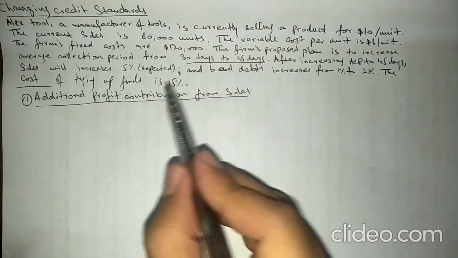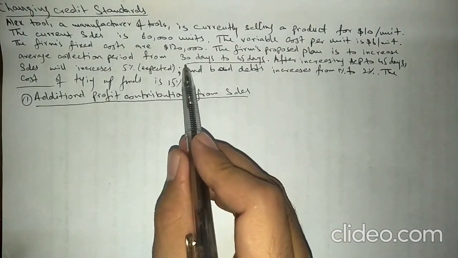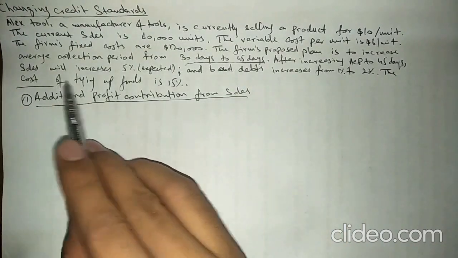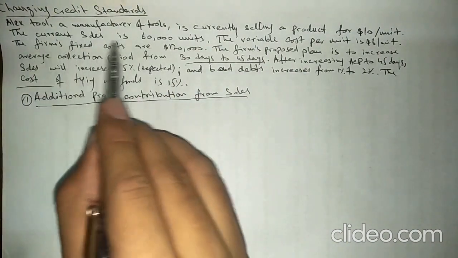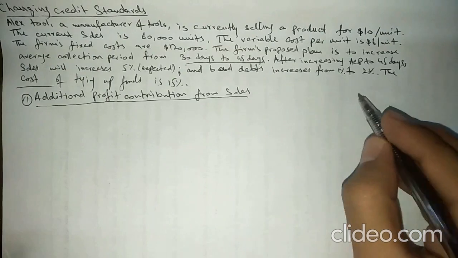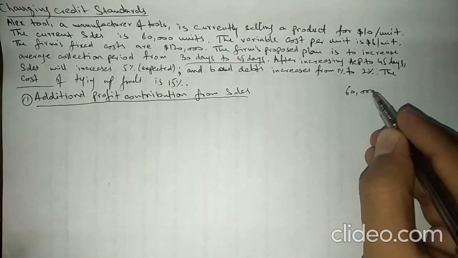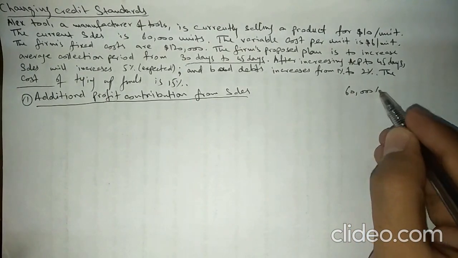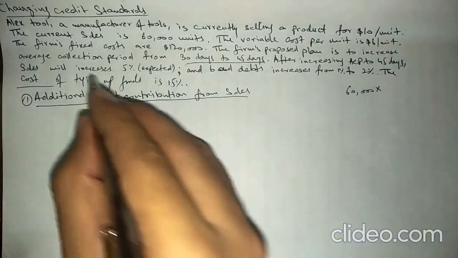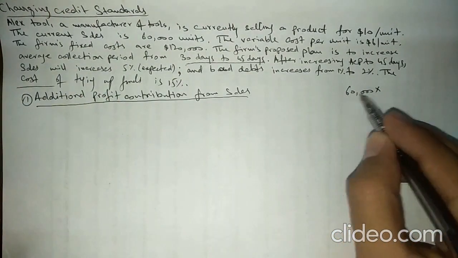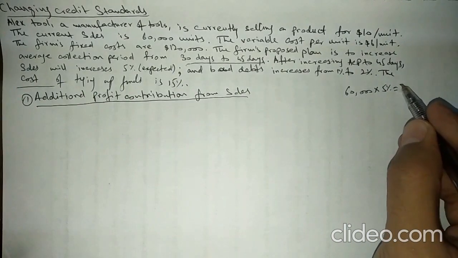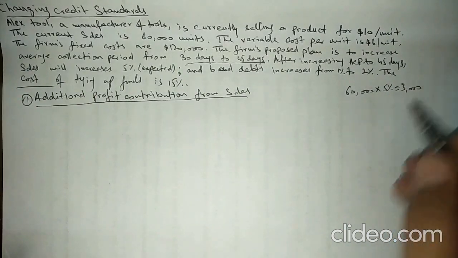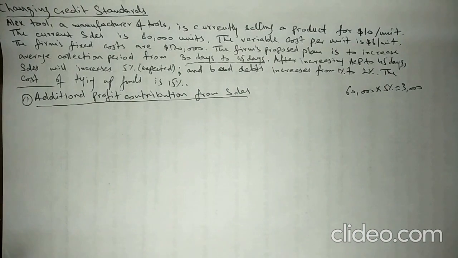If we increase the days from 30 to 45, then our sales will increase by 5%. Currently our sale is 60,000. How much will sales increase? Sales will increase by 5%. So 5% of 60,000 is 3,000. It means our sales will increase by 3,000 units.